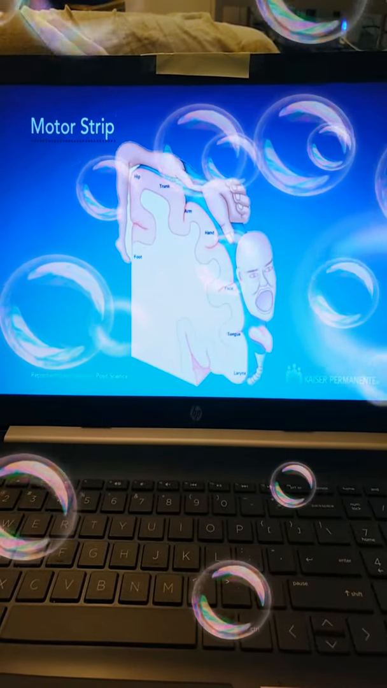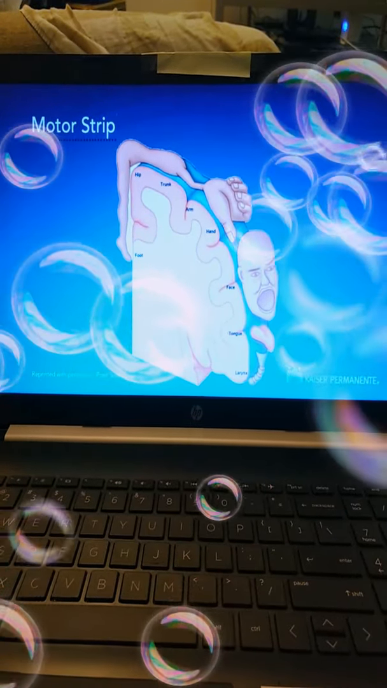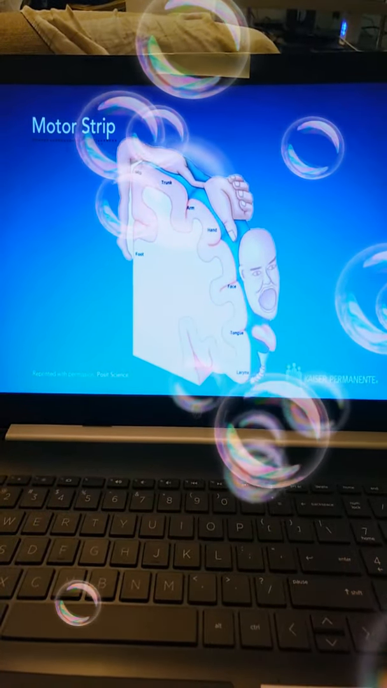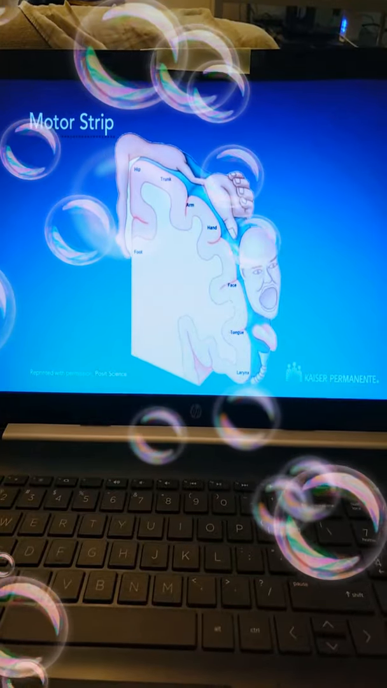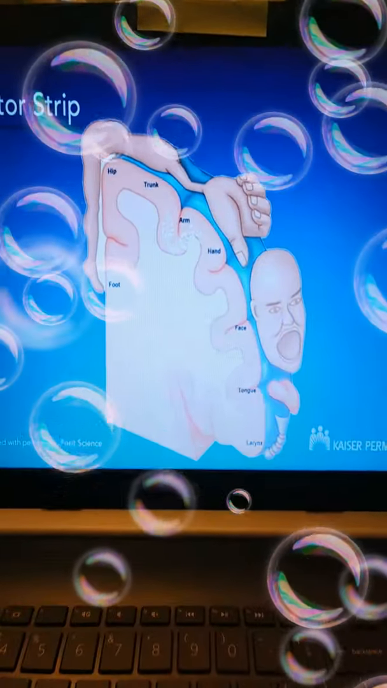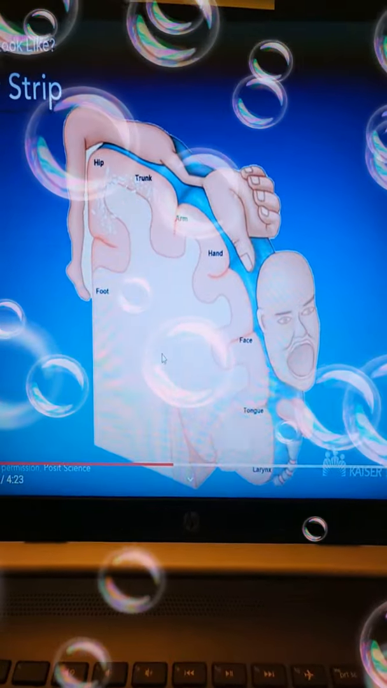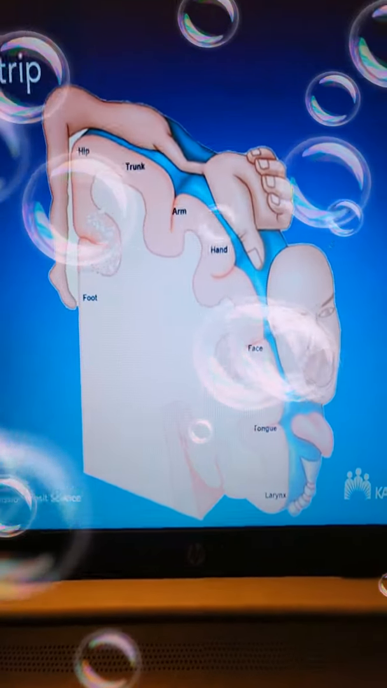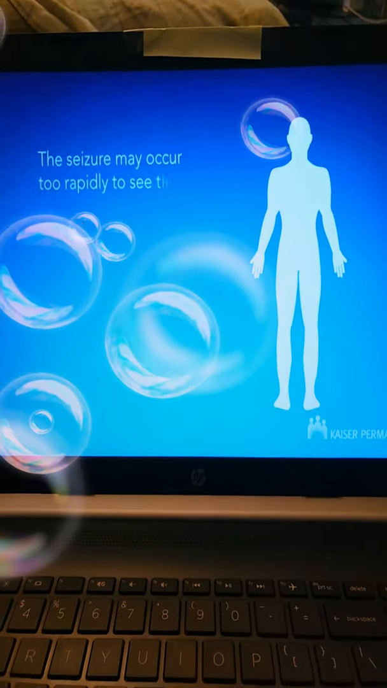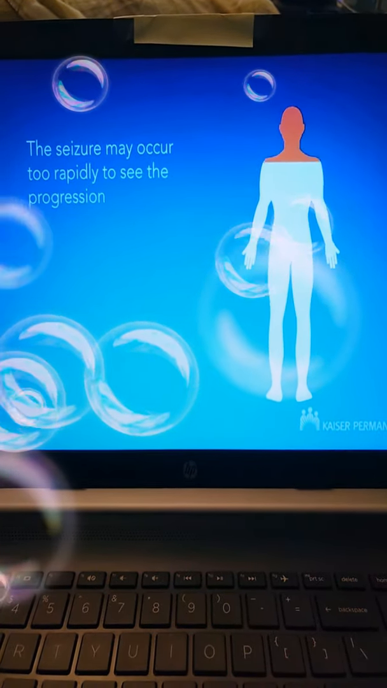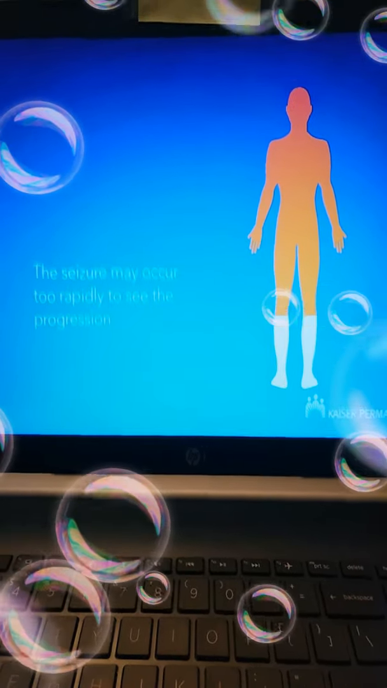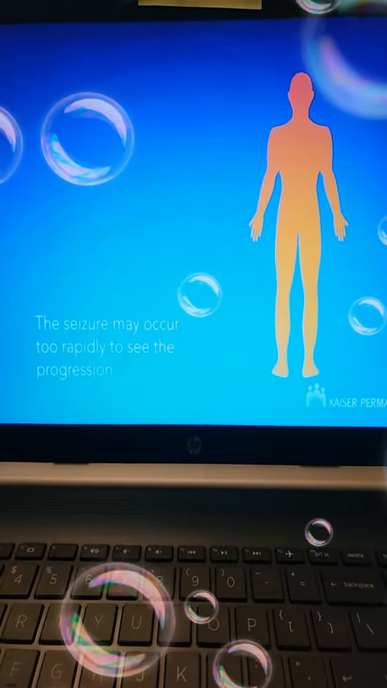So it may start out with a funny sound as it involves the larynx, and then the tongue may start moving, followed by parts of the face, then the hand, arm, the trunk of the body, hip, leg, and finally the foot. The reality, however, is that the abnormal electrical activity can spread so fast that it makes it difficult to see the progression as the whole body becomes rapidly involved.